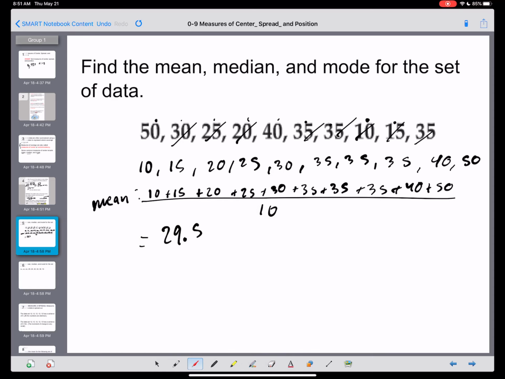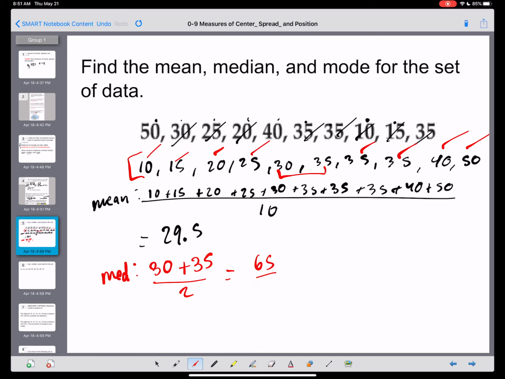Okay, next I want to do the median. Median is pretty simple. Median is just find the middle numbers. So I'm going to use this list right here. So I'm just marking numbers off and trying to find my middle. Do you see how the middle is both 30 and 35? There's two numbers in the middle there. If there's two numbers in the middle, you're going to add those two middle numbers and divide by 2. So it's 32.5. That's your median.